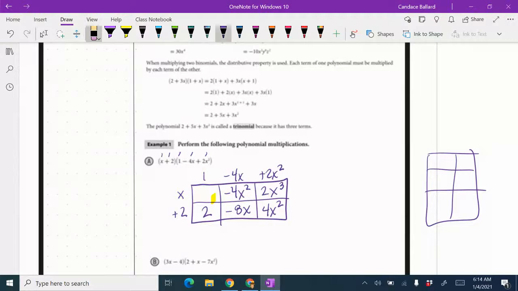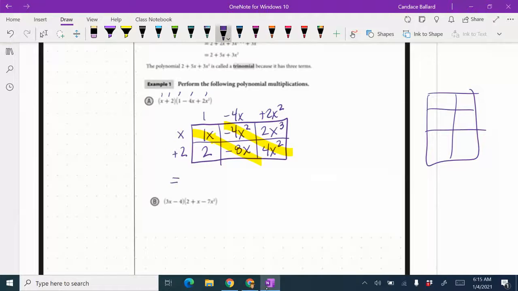Okay, so this was a 1x. You'll notice that the diagonals 90% of the time are your like terms. So we're going to combine our like terms. Typically when we write a polynomial, we start with the highest exponent first. So we would say 2x cubed. Notice my x squareds end up canceling. Then 1x minus 8x would be negative 7x, and then plus 2.